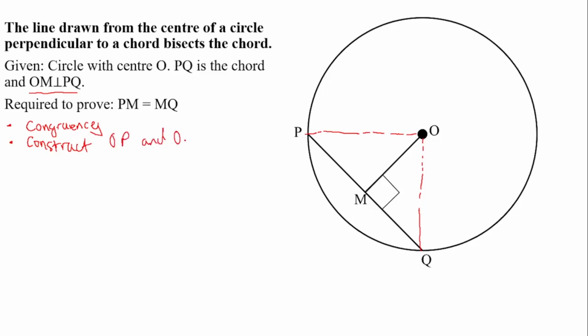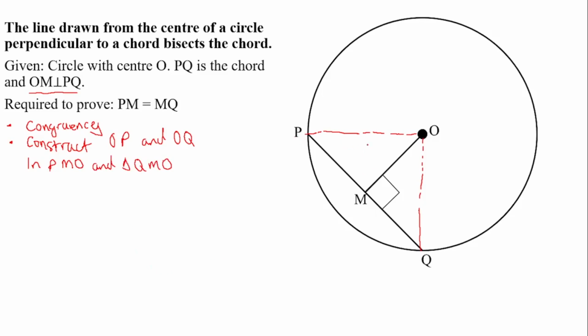and OQ. Remember, these letters may change. You can be having B and A there. It can be any letter that is used there. Right? So we've constructed these 2 triangles, PMO and triangle QMO. So we have to prove that these 2 triangles are congruent. And then once we prove that these 2 triangles are congruent, we'll manage to prove that PM is equal to MQ. So we're talking about triangle PMO and triangle QMO.